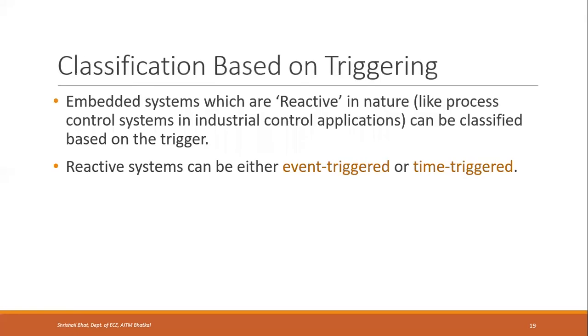Based on triggering, we have event triggered or time triggered. These are for embedded systems which are reactive in nature. That means for some action, embedded systems will react. For example, process control systems in industrial control applications are classified based on the trigger. It can be event triggered or time triggered. Event triggered means the embedded systems are triggered when a particular event happens, whereas time triggered systems are triggered at a particular time or particular interval of time.